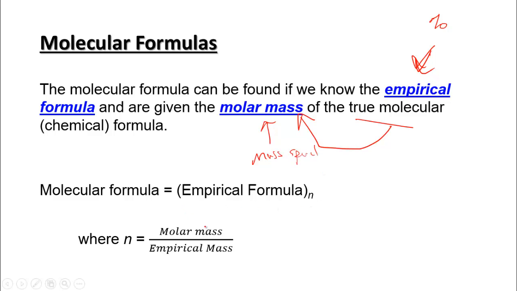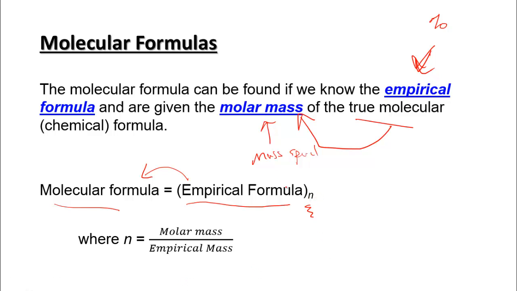And the way we're going to do this is, remember that the empirical formula is some kind of multiple, and then you get the molecular formula. And sometimes they are the same thing. Sometimes the empirical formula must be doubled or tripled or quadrupled, and then it turns back into the molecular formula.